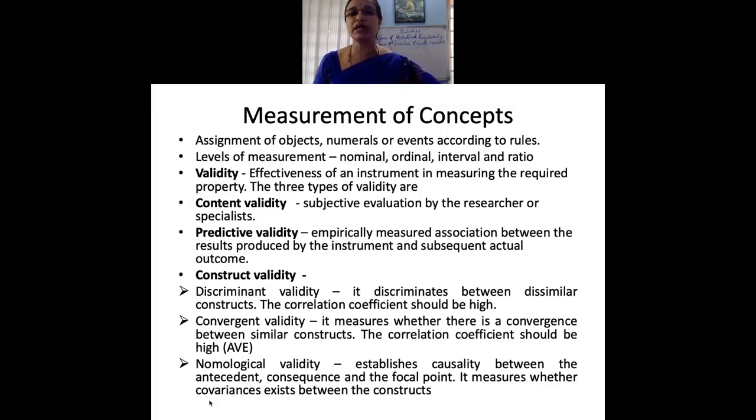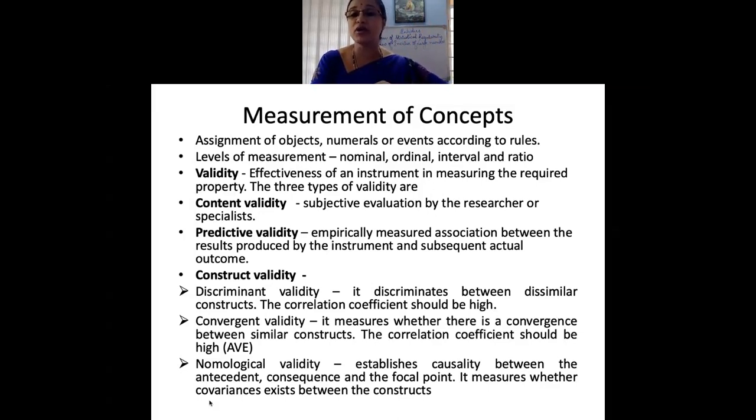Now what do you mean by validity? Validity is the effectiveness of an instrument to measure what it actually intends to measure. Previously I gave you an example. Let us say a thermometer. A thermometer can measure only the temperature. It cannot measure the length or the height or the weight. They are all quantitative instruments of measurement. It is very easy for me to say it's a thermometer, it's a ruler, it's a weighing scale and all that.